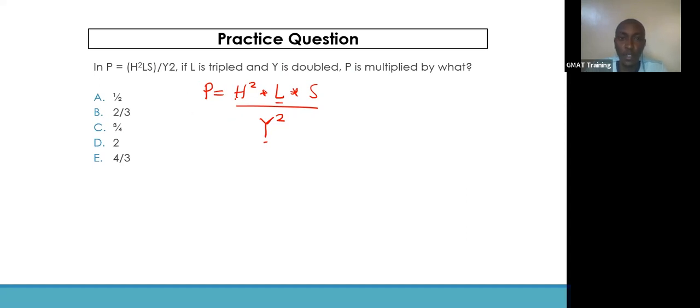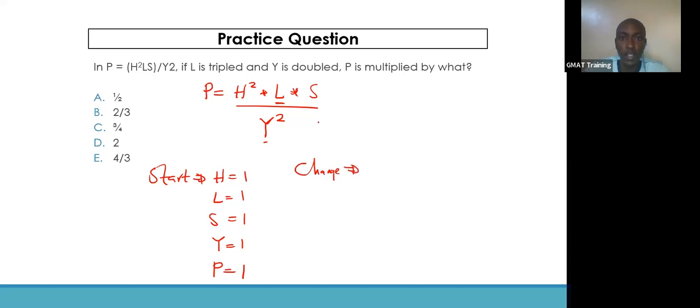If L is tripled, this part here is tripled, let's have the start. For start, let's have h as 1, this is the start, then L as 1, S as 1, and Y as 1. If all of these are 1, then 1 squared times 1 times 1 all over 1 squared, that will be 1, and therefore P will be 1. That's a good start. Let's look at the change.